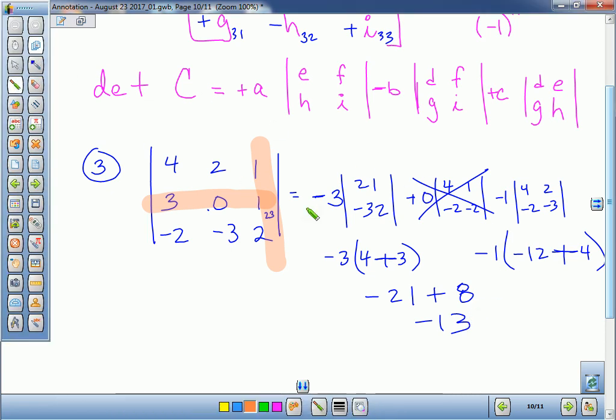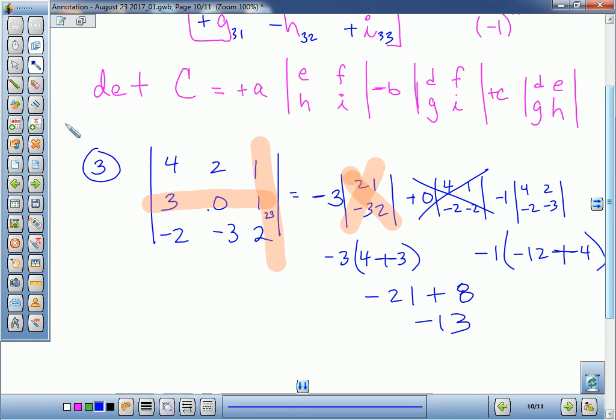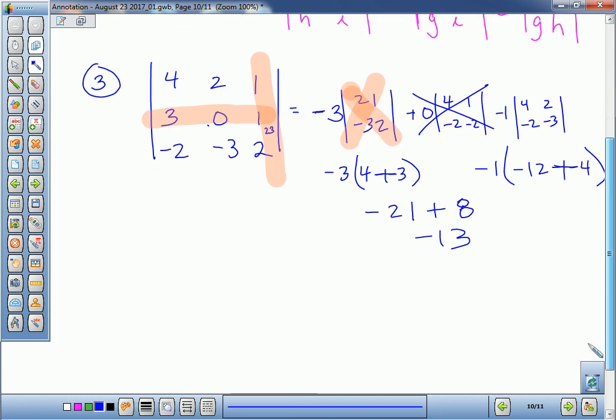Okay, so I went back to the cross product. 2 times 2 is 4 minus negative 3 times 1 minus a negative 3. I used a different row, got a different answer, so that's what's happening. If you use a different row, you should definitely get the same answer. Which row did you use? The top one.